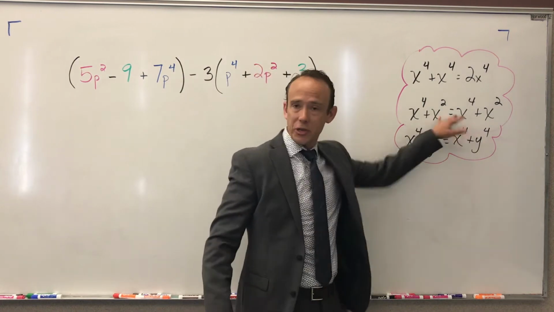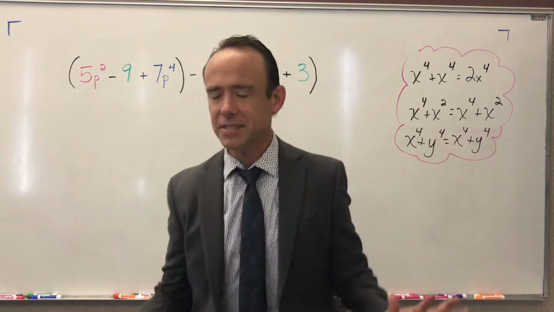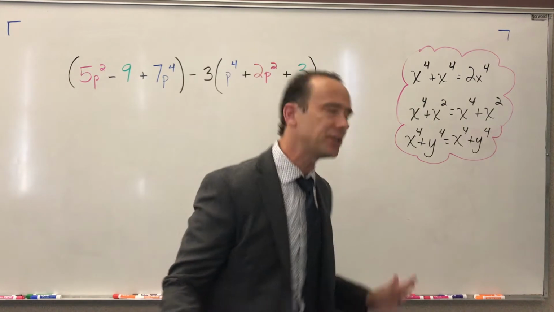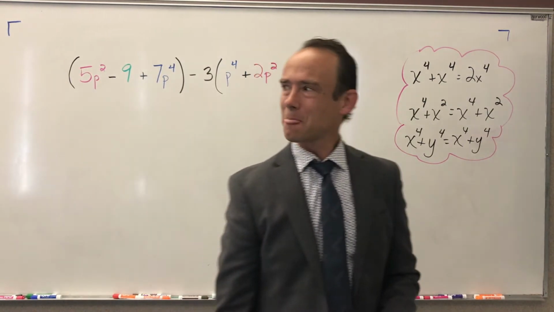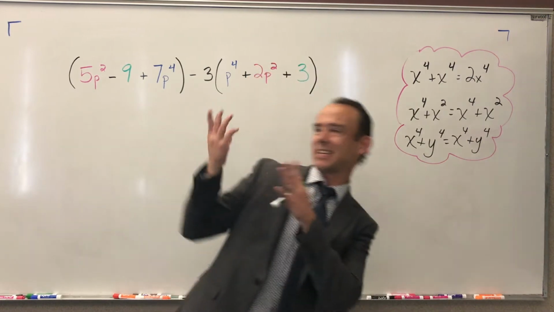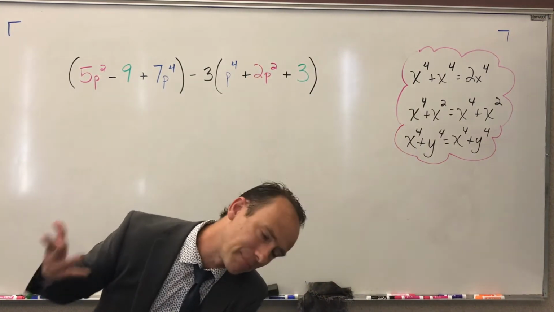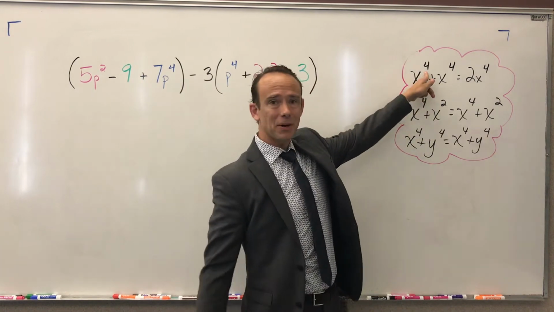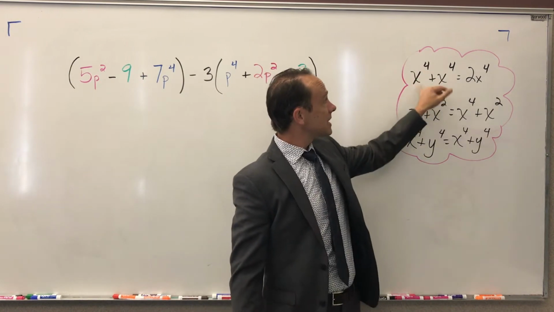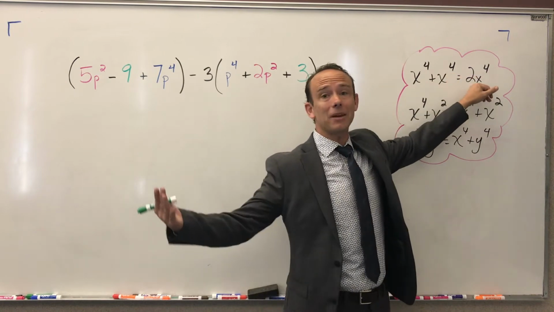Here's a quick review to make sure we're all speaking the same language about like terms. Like terms mean same base, same exponent. And the base is the thing that's carrying the exponent, right? So this is the base and the exponent. If the bases are the same and the exponents are the same, you can add them up.